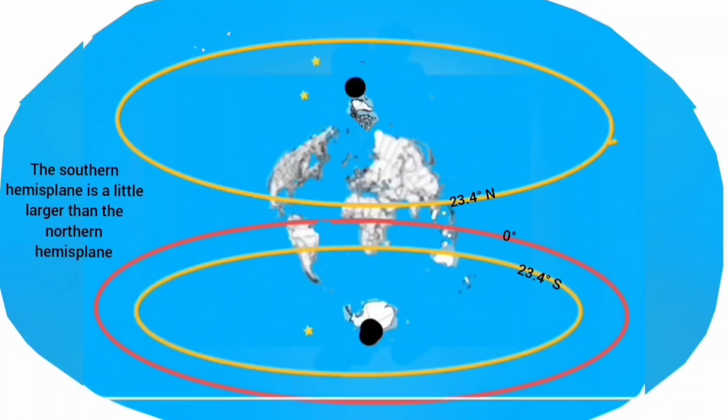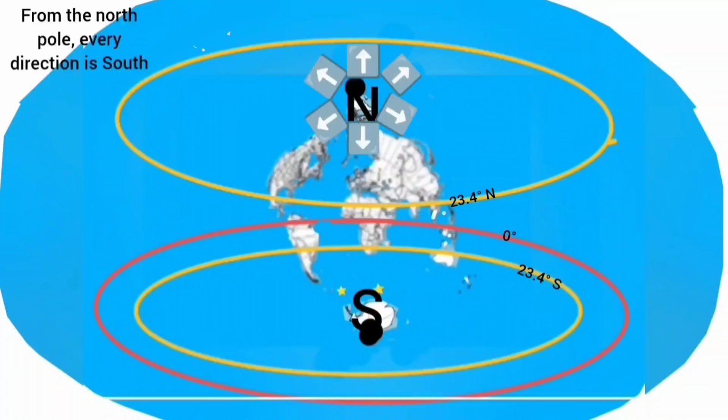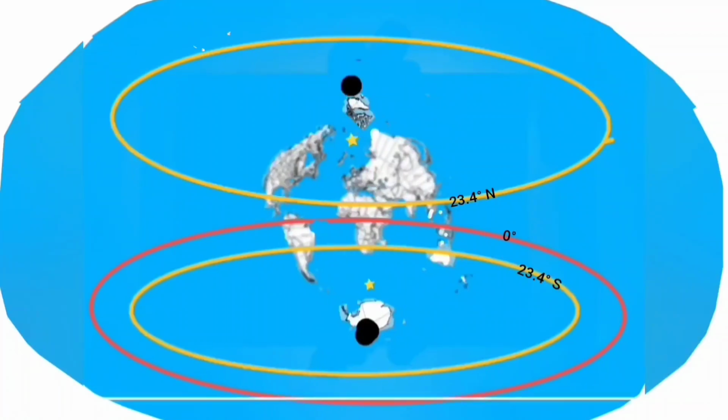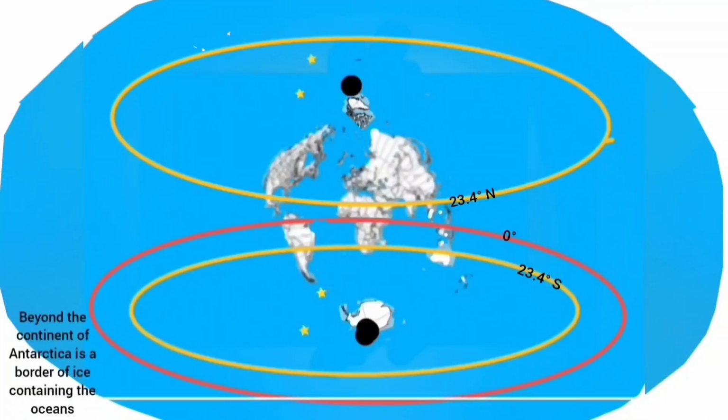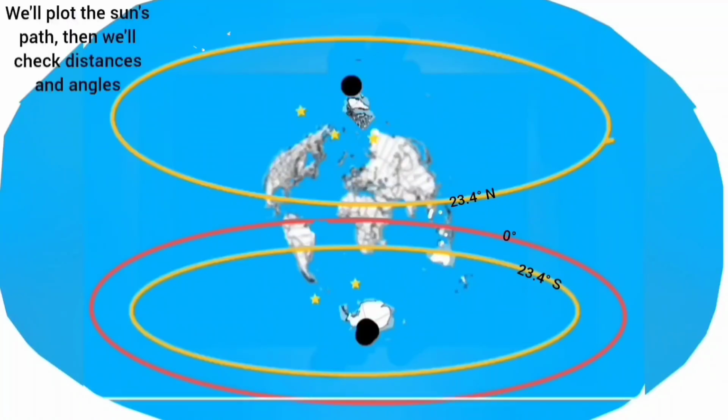The reason I started working on this model in the first place is because they said it was impossible to have 2-star rotations on a flat plane. So just to cover the basics, you see on screen there's a north and a south pole. Any direction away from the north pole is south, and any direction away from the south pole is north. And you also see a continent of Antarctica, and on the outside is an ice barrier containing the world's oceans. And anywhere on this map, if you travel in a straight line far enough, you will hit the ice barrier. That covers the star rotations.